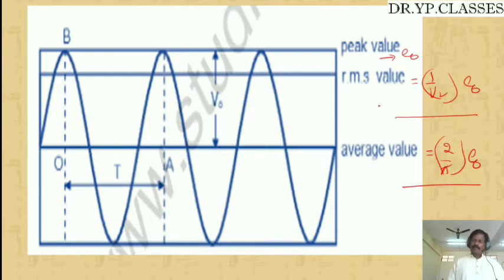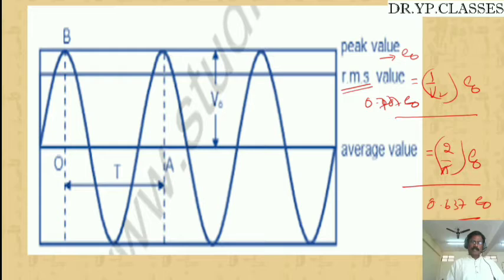Okay, the average value is around 0.637 times E naught, and the RMS value is around 0.707 E naught. All instruments which we are using in our laboratory measure only the RMS values.